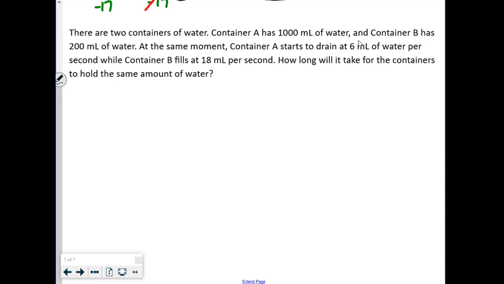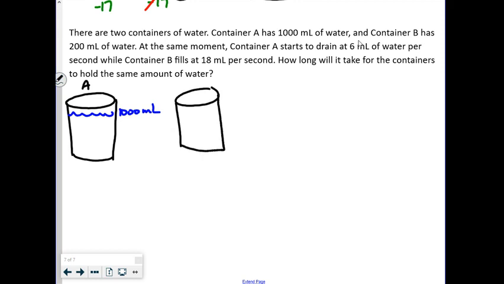All right. So as I was even reading that, I kind of am getting these images in my mind. So I want to write them down, okay? I think drawing a picture is a good call in this problem. So let's call this container A. And let's get some color going in here. It's got 1,000 milliliters of water right there. All right, and we also have container B, but it does not have as much water. It's only got 200 milliliters of water.